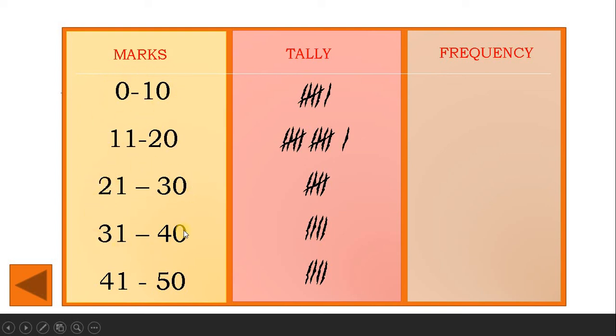Just be careful in counting, because in the frequency you may find out that you are wrong in getting the tally or the total. So in the frequency, you just have to count the tally. So in this number we have 6, we're gonna write there 6. In these numbers we're gonna write 11, 5, 4, and 4.